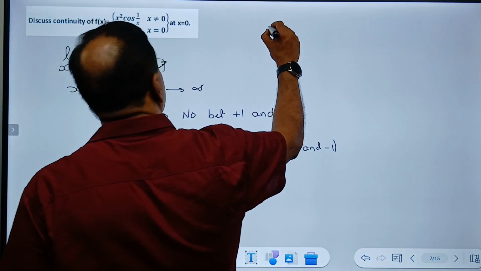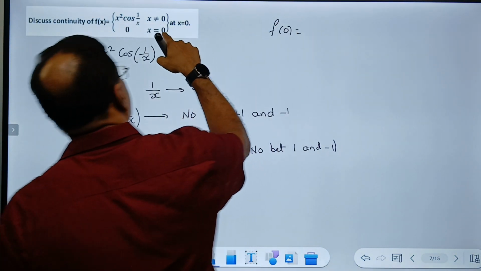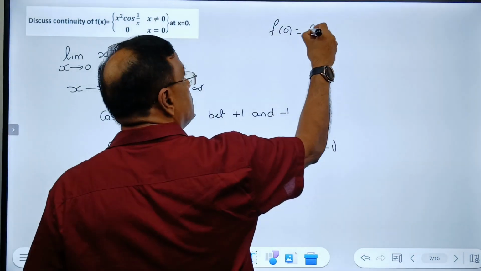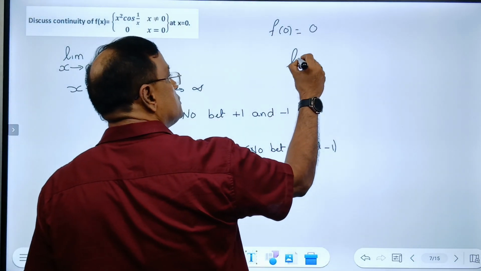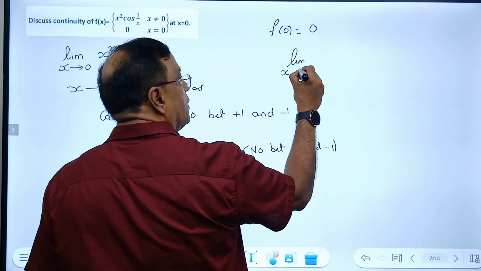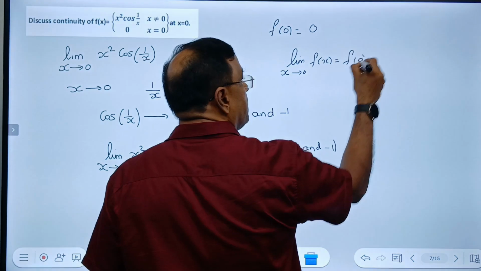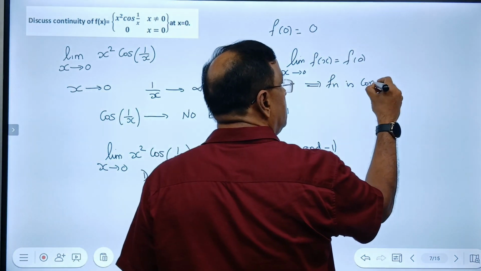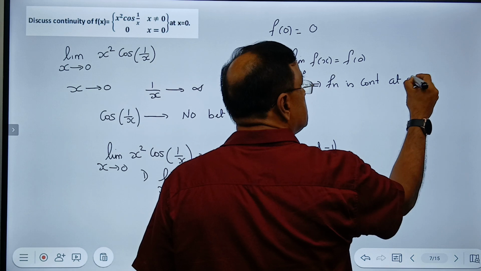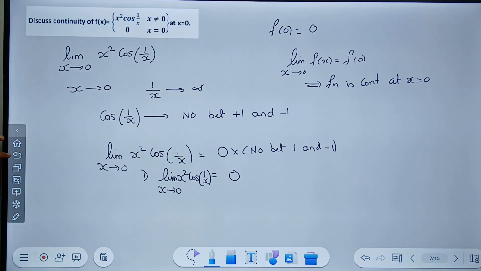Now you go for f of 0. What is f of 0? According to the definition, it is 0. Now clearly you can see limit x approaches to 0 of f of x is equal to f of 0. This implies the function is continuous at x equal to 0. Okay. Now as usual we'll just visualize that once and then we can continue.